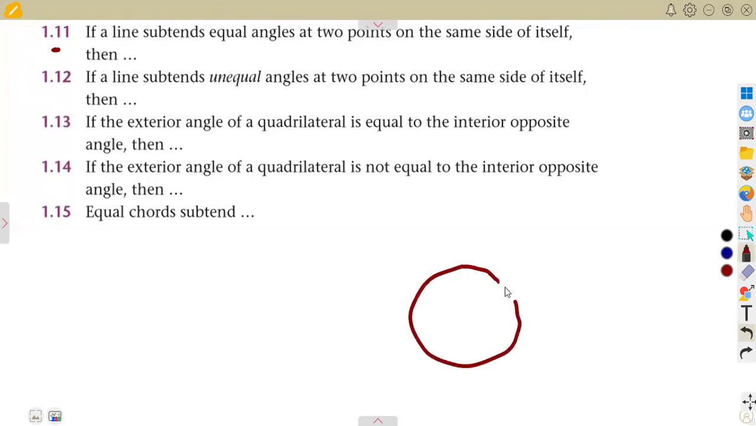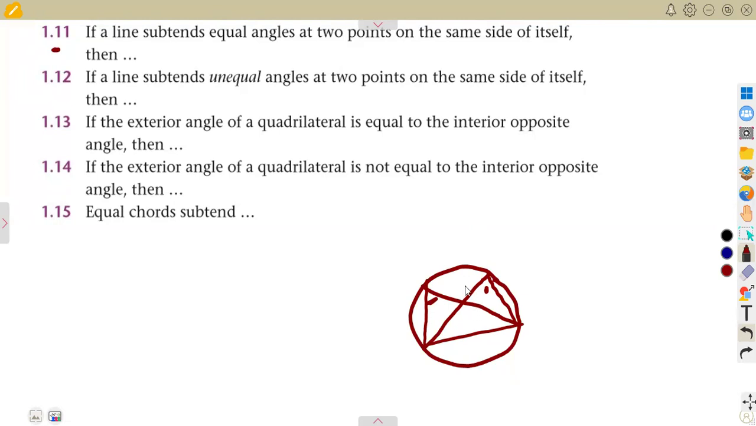A line is just drawn like this. Then this line subtends equal angles at 2 points, 2 angles like this. It subtends 2 angles, this one and also another angle. This is what is happening. And they are on the same side of itself, on the same side.